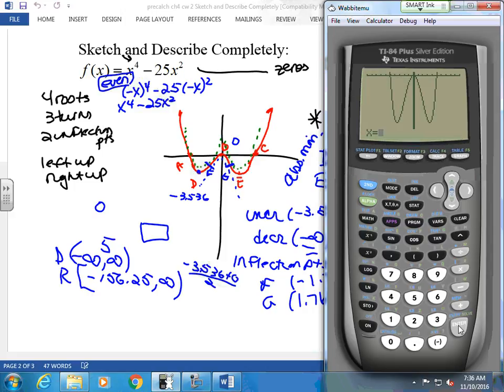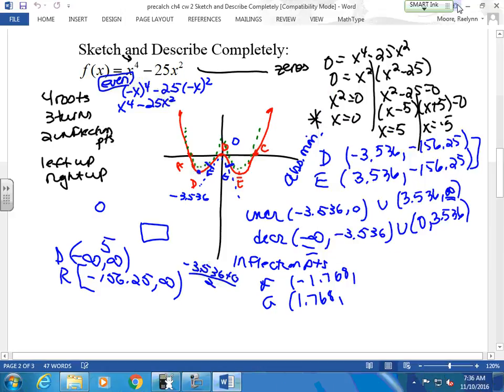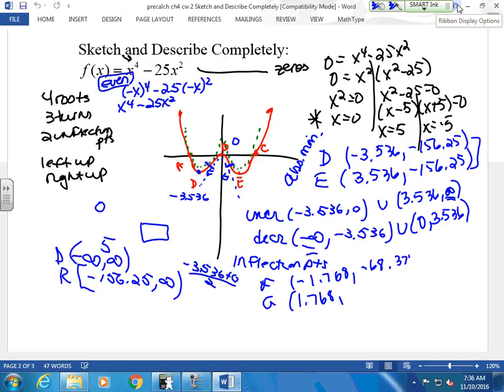This is also a good way to check your roots. If I say my roots are negative 5, my y should come out to say 0. Even when you have radicals, if you put your radical in there, your y should come out to say 0 if it's a root. So it's a good way to get used to that second calc thing. So that gives me my y value, and my y value was negative 68.375. Was it 375? Yeah. Thank you. Okay, so there's my inflection points.